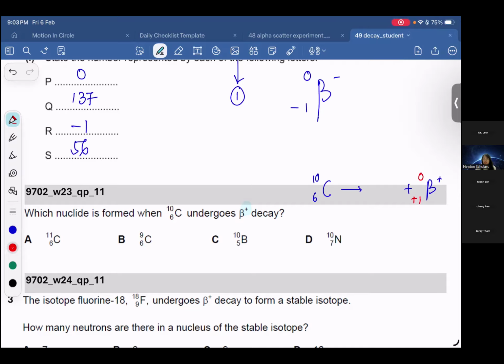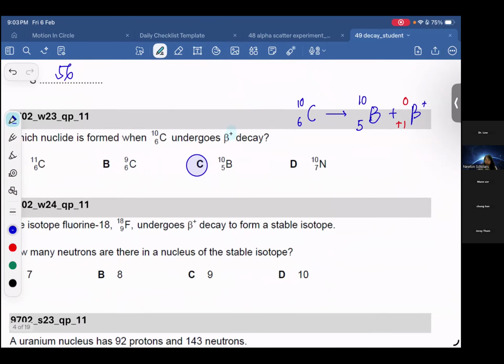Read the question. So here, 10, so still 10. This one should be 5. 5 plus 1, you get 6. So here, the answer should be C. So this part should be C. Okay? So step 1, step 2, then you only balance it. Step 3.